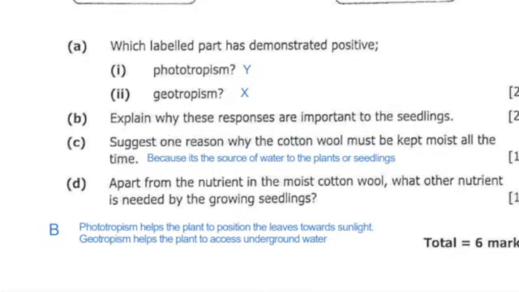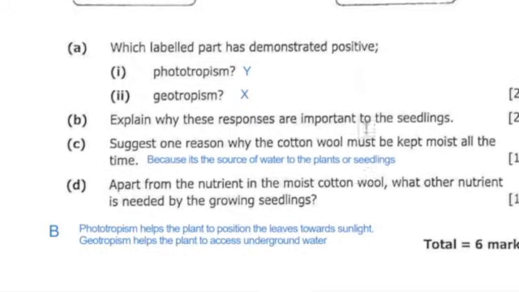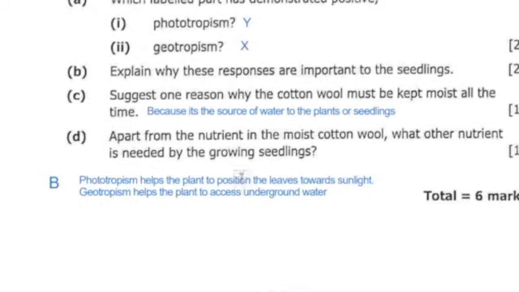If they can survive and respond to phototropism and geotropism, then they should be moist for them to survive. If they dry up, then there is no way that they can even respond to that. So apart from the nutrients in the moist cotton wool, what other nutrient is needed by the growing seedlings?